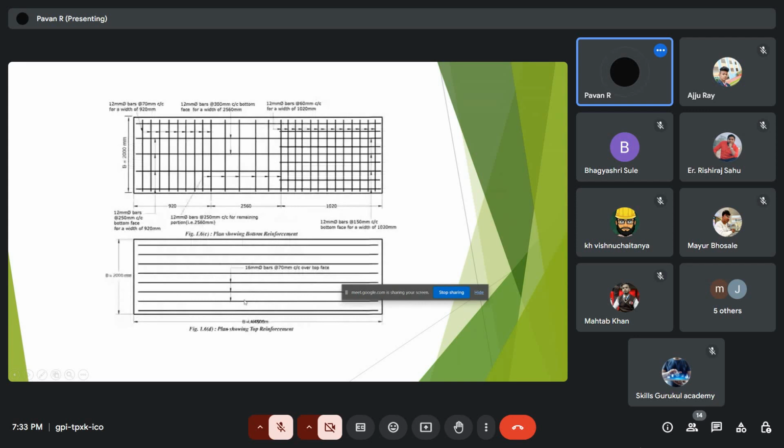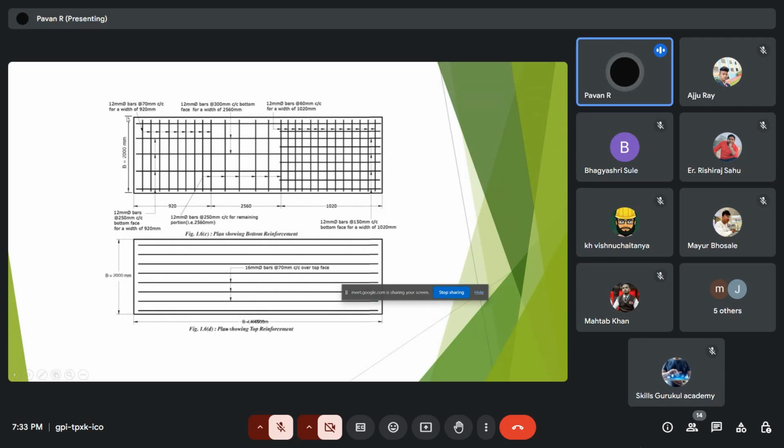Along the sections, we should provide the meshing of the bottom reinforcement like this. This is the longitudinal reinforcement. In this direction we should provide 12 mm bars at 30 mm center to center in this portion, and in this portion we should increase the reinforcement, even the longitudinal reinforcement.